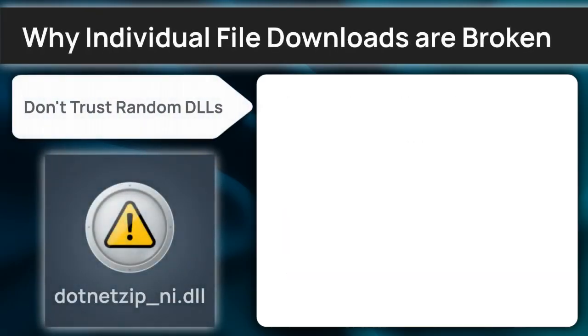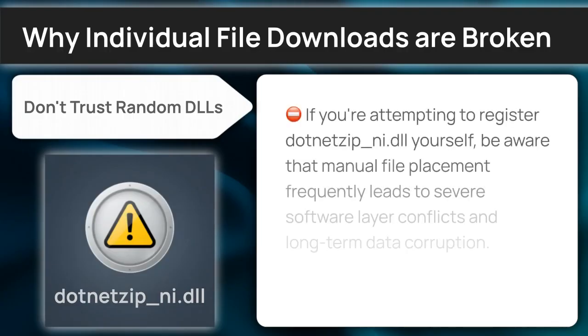For a clean and stable recovery, it's important to stay within verified developer ecosystems. Ensure your hardware remains stable and your software stays under warranty by avoiding the manual manipulation of high-level library files like the Dotnetzip native image DLL.